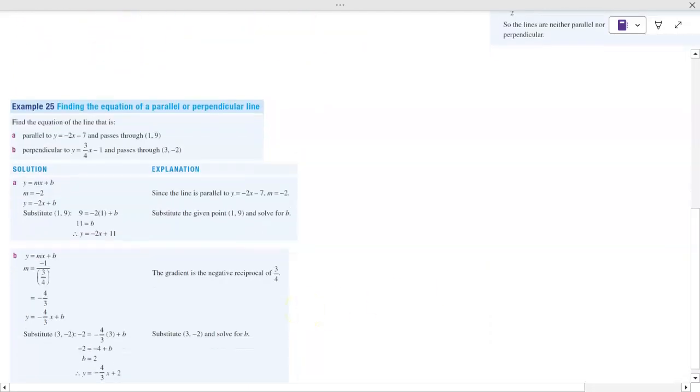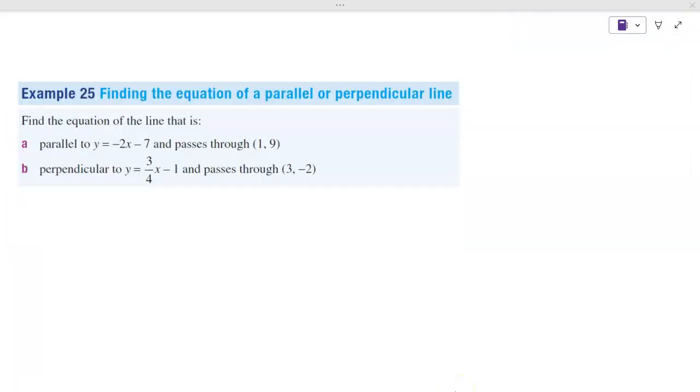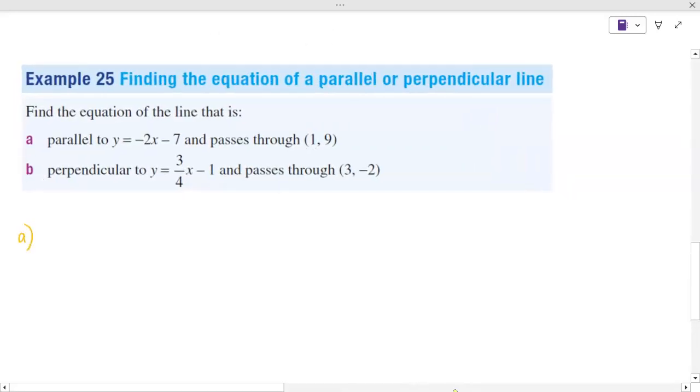But what I want to also have a look at is this second example on your sheet, which is on the back page of your sheet. I apologise, I think you've got it written twice on your sheet, but we only need it once. So it's finding the equation of a parallel or perpendicular line. So a little bit of thinking involved here. Part A says find the equation of a line that is parallel to this line here and passes through 1, 9. Okay, remembering we want everything in the form of y equals mx plus b, and we can read off the m. Parallel means they have the same slope. So what that means is we want a line that has m equal to minus 2.